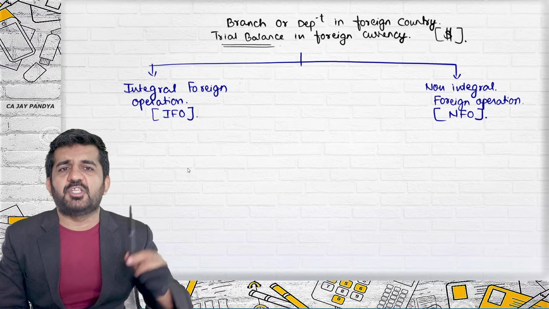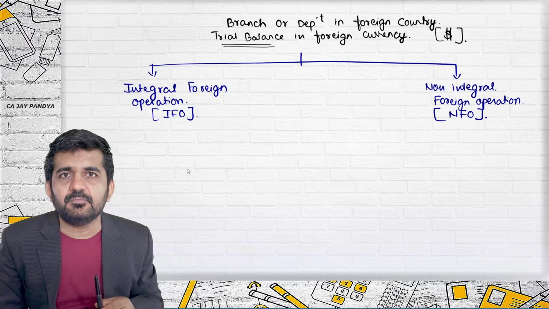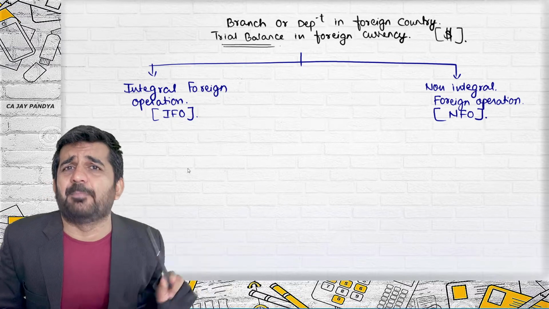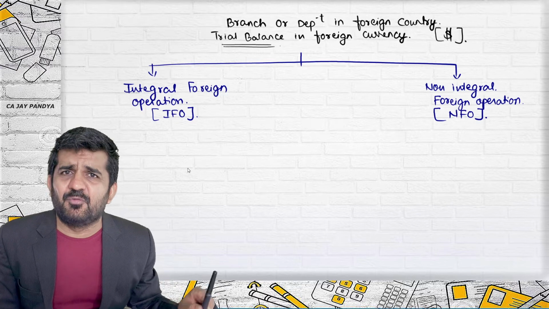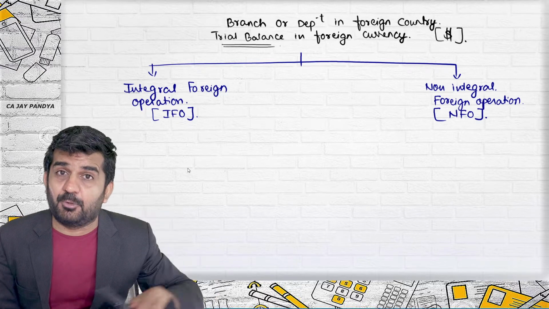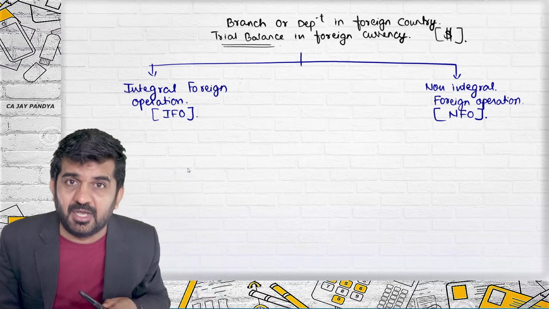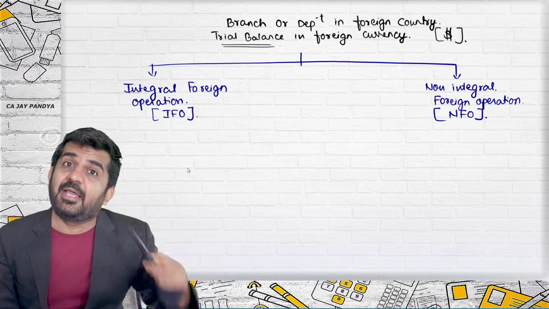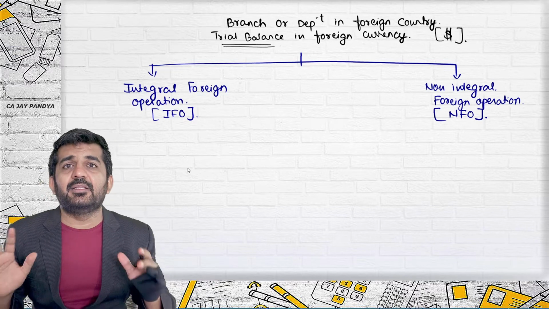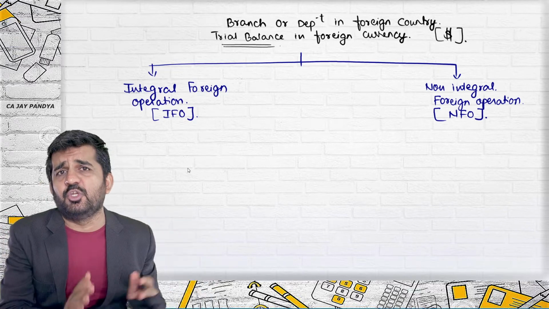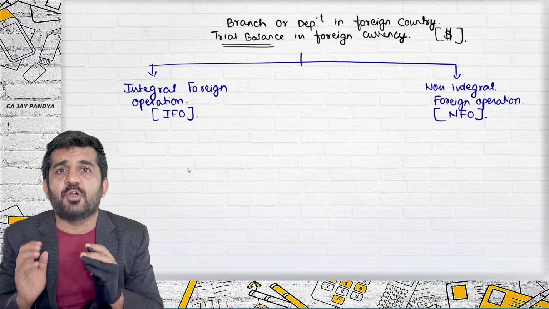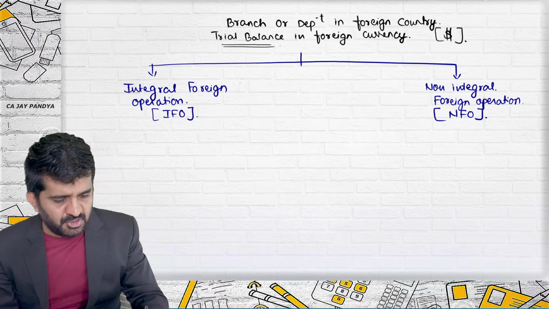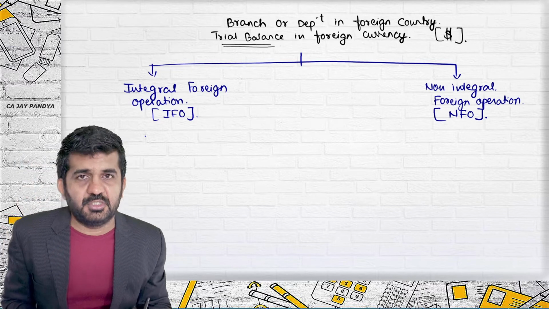Say I am manufacturing this type of pen. I have opened a branch in USA just to sell that pen. They are neither manufacturing, nor hiring employees. Employees I am sending from India, or I am hiring some Indian people who are living in USA and paying them in Indian rupees. The activity done in USA is part and parcel of a company located in India. Then that type of operation will be termed as integral foreign operations.